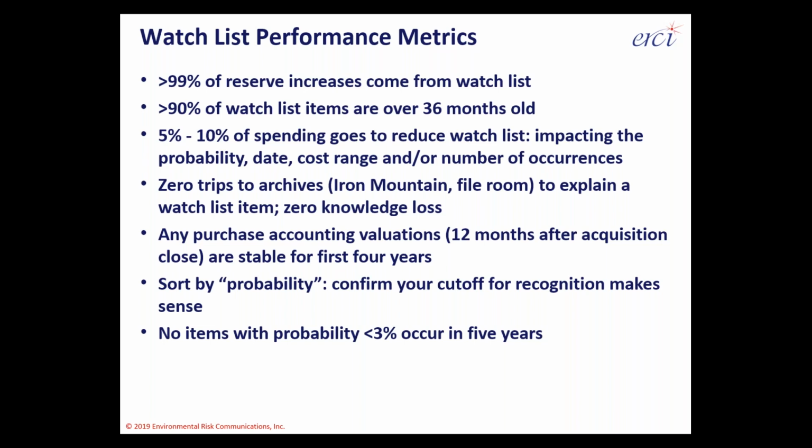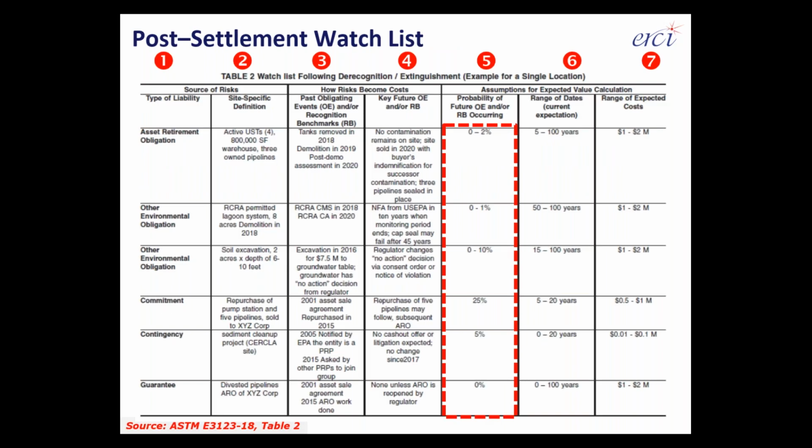You may have great reasons, but ordinarily you'd like to see that probability cutoff that you have be responsive to your decisions to include or exclude individual risks from a liability calculation. And finally, no items with any probability under 3% should occur in the first 5 years of implementation. That's just good reassessment of how accurate and responsive the calculations were to market conditions.